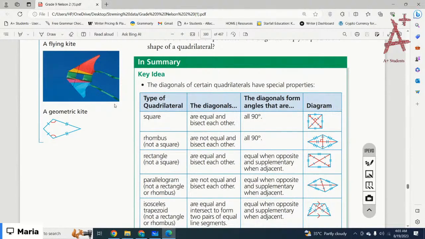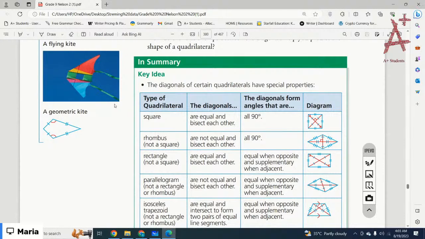Then rhombus. Rhombus is not a square, right? The diagonals are not equal but bisect each other, and all angles are 90 degrees. Rectangle, also not a square. The diagonals are equal and bisect each other. The diagonals form angles that are equal and supplementary when adjacent, right?